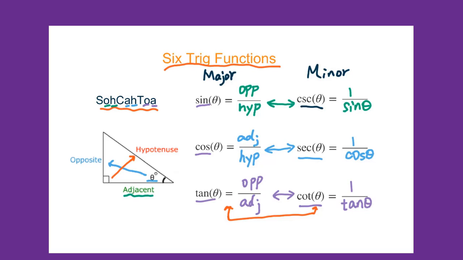That's how you remember. Cosecant theta will be the reciprocal of sine theta. Remember the first letter is different. Secant theta is the reciprocal of cosine theta. You see the first letter is different.